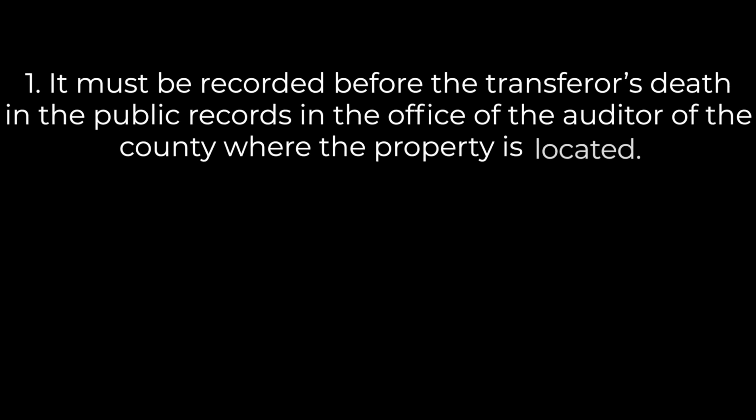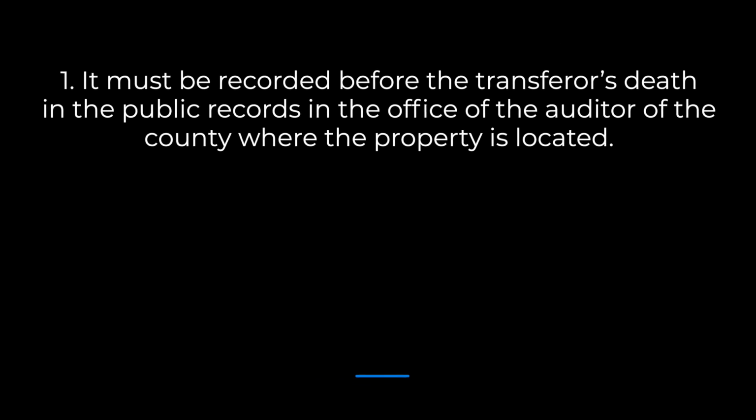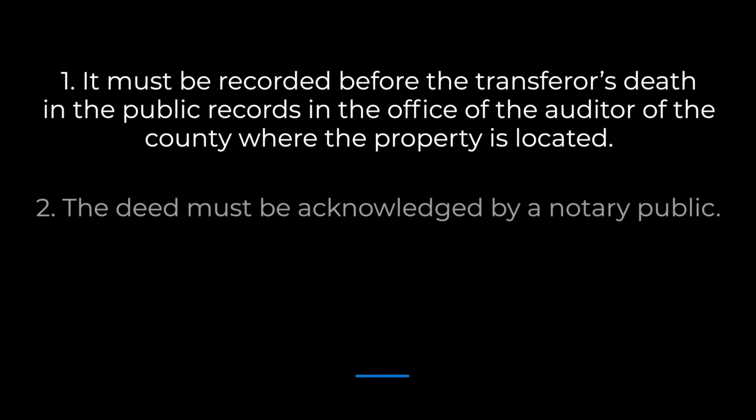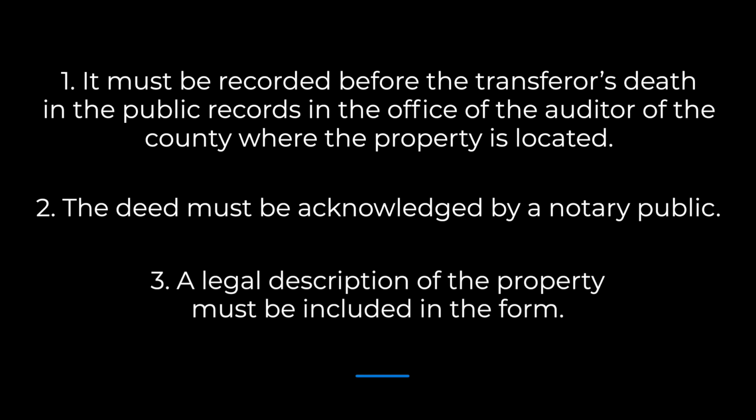So what are the legal requirements for a transfer on death deed in Washington? It must be recorded before the transferor's death in the public records in the office of the auditor of the county where the property is located. The deed must be acknowledged by a notary public. A legal description of the property must be included in the form. This can be found on the property deed or in the public land records via the circuit court clerk's office.